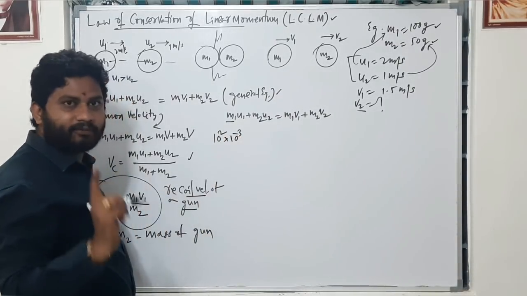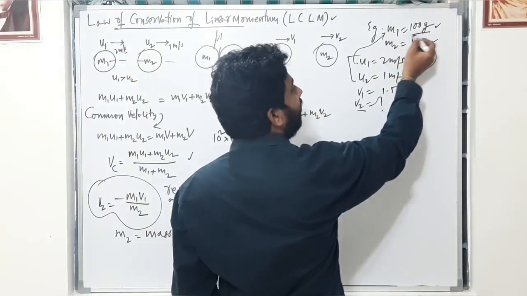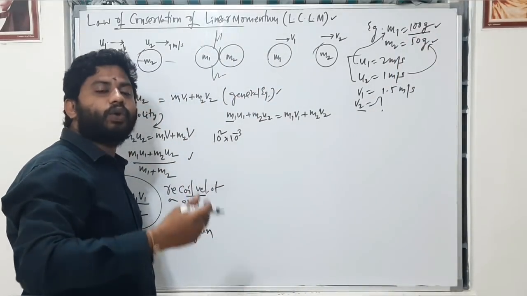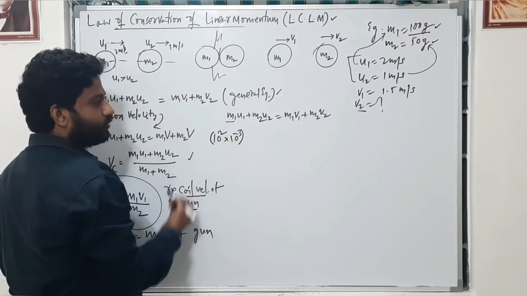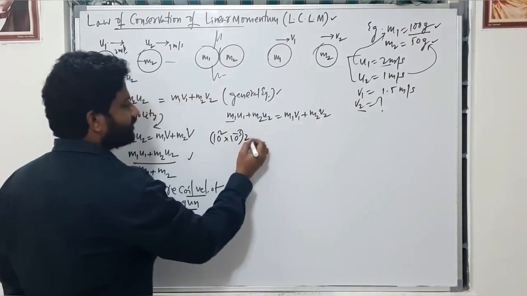M1 is done. What is M1? 100 grams. 100 grams can be written as what? 100 into 10 raised to minus 3 kilogram. So this is M1. What is U1? U1 is 2 meters per second.